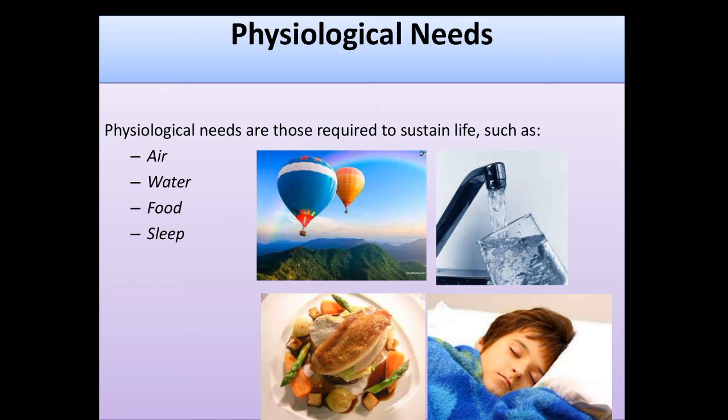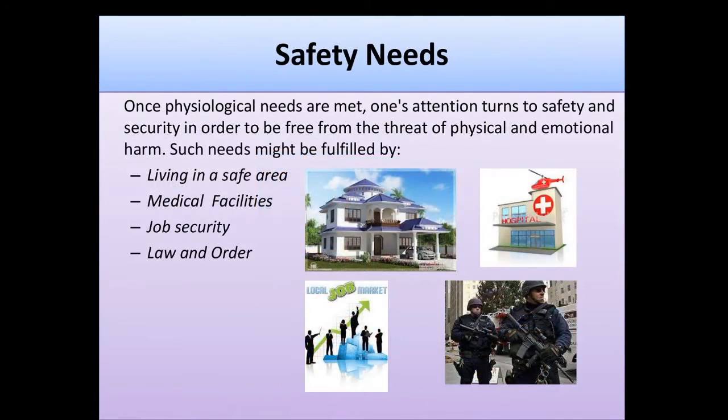Then if these physiological needs are fulfilled, people will be talking about safety needs. In safety needs, people will be talking about living in safe areas, that is houses, then job security, then law and order, then medical facilities. These are all the safety needs for a human being. Only if you are satisfied at this level can you go to the next level in life to have some other motivation.